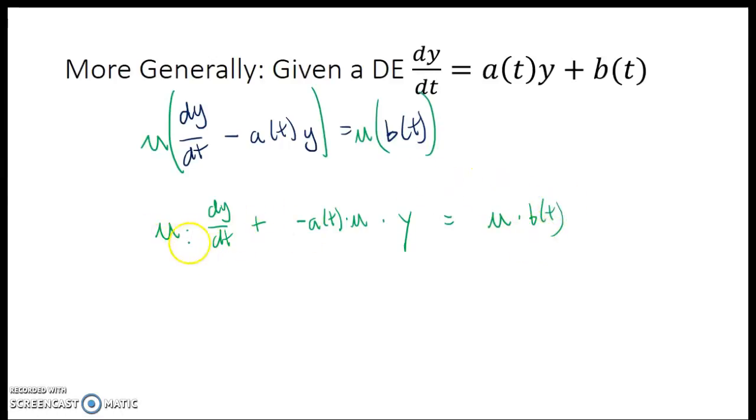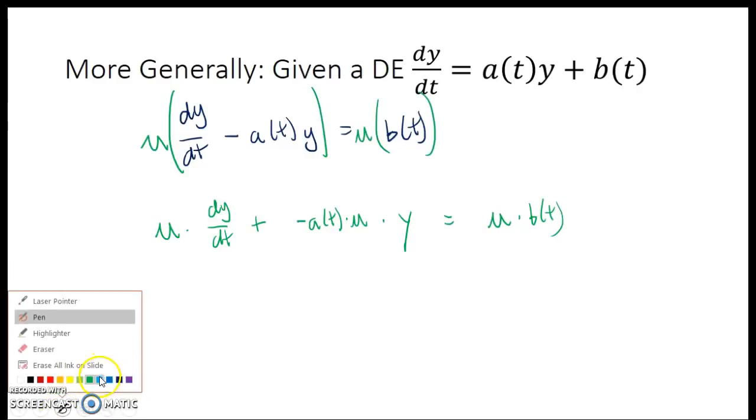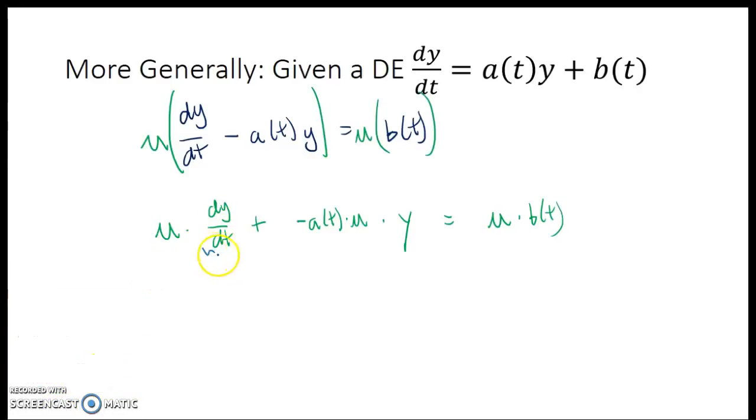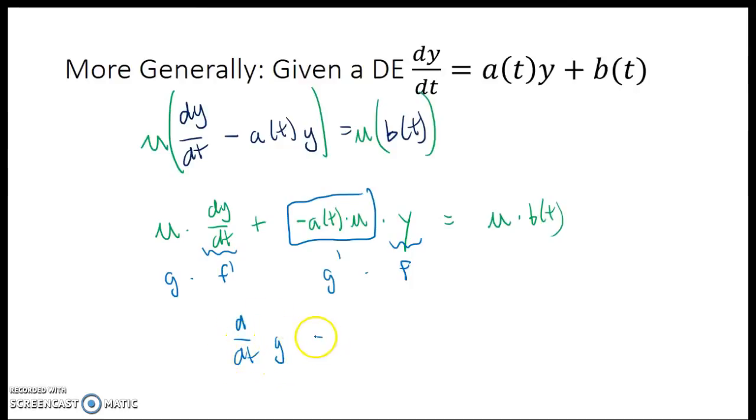All right. Well, again, I'm going to do my identification here. And my identification is that this is f prime. This must thereby be g. Over here, I've got my f, which means that this whole component must be g prime. Okay, so it looks more complicated, but our same logic applies. The derivative of g must equal g prime, which means that the derivative of mu must equal negative a of t mu.